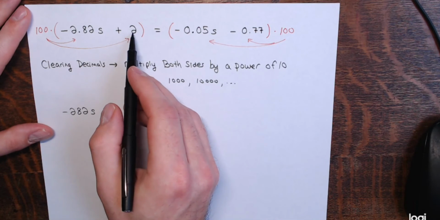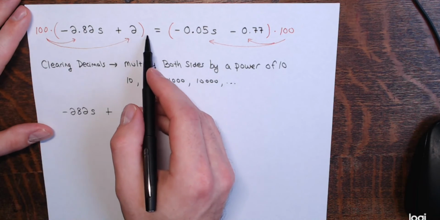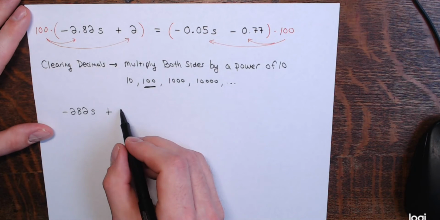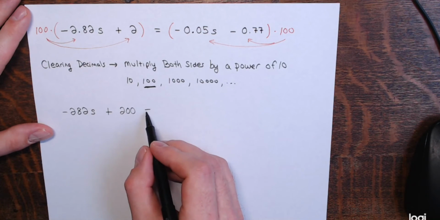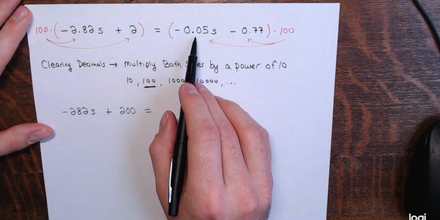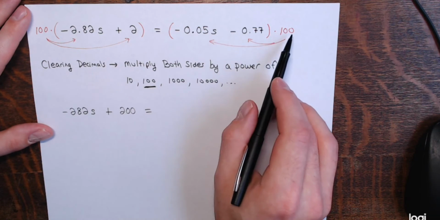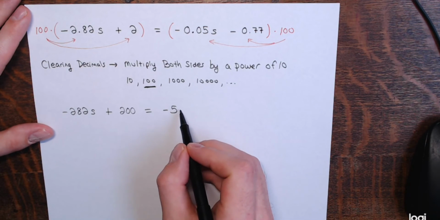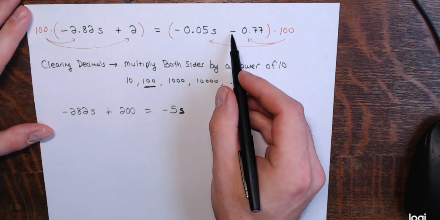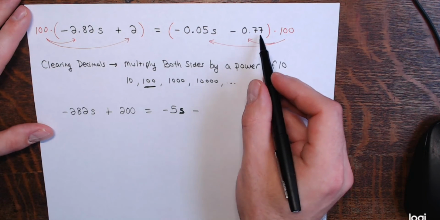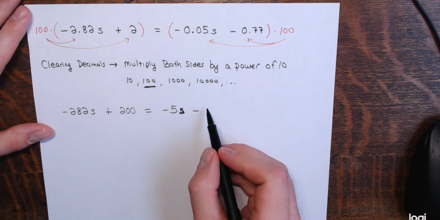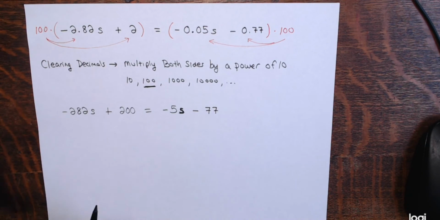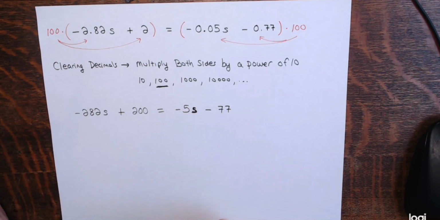Plus, then 2 times 100, again, you just move it to the right 2 places, add 2 zeros, this is 200. Equals negative 0.05 times 100 would just be negative 5, right? Move the decimal to the right 2 places, negative 5. And then minus 0.77 times 100, right 2 places, is just 77. And you see now, after multiplying everything by 100, I now have an equation without decimals.